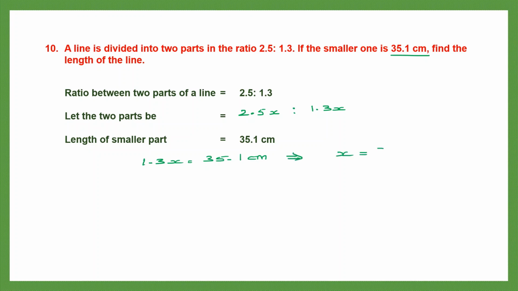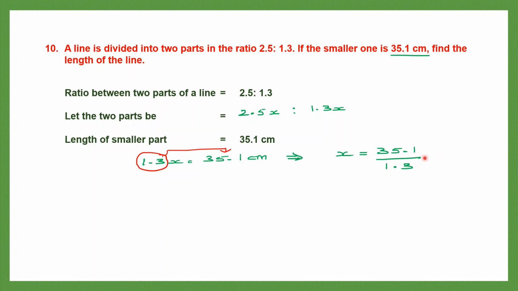So now to find the value of x, what do we do? We write 35.1 centimeters and we are going to move this 1.3 from here to the right hand side. And here on the left hand side it's multiplication, isn't it? When it comes to the right hand side, it becomes division. So that is divided by 1.3.